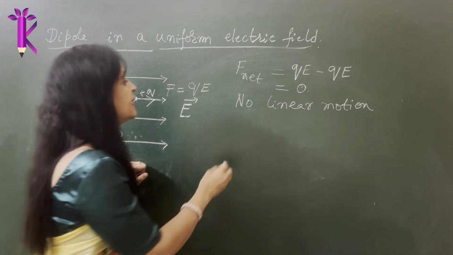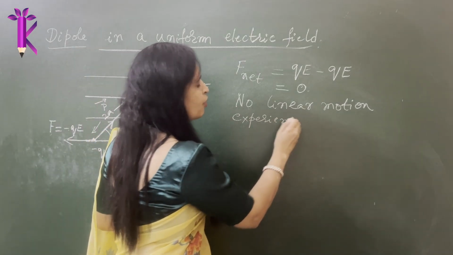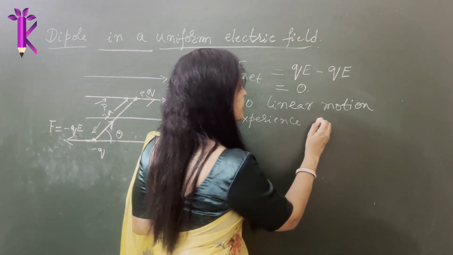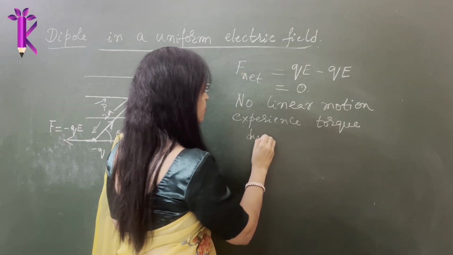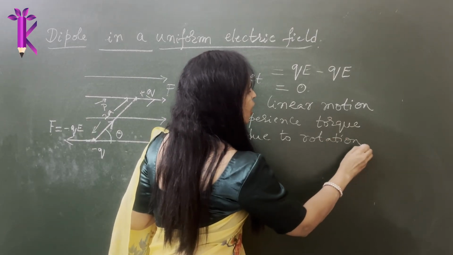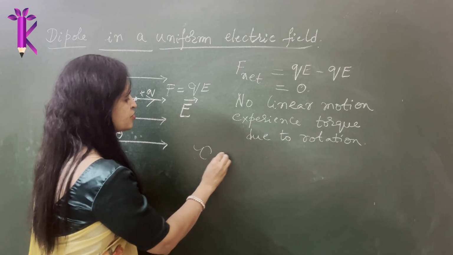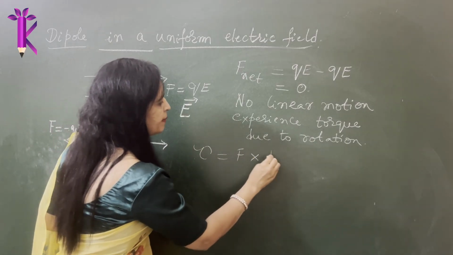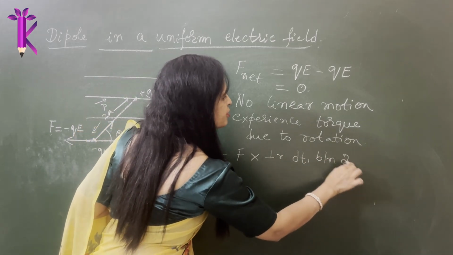That means it will experience torque. The dipole which is kept in a uniform electric field making an angle theta with the electric field will experience something called torque, due to rotational motion, due to rotation. Because some force is being applied in opposite directions, it will experience some torque. So by definition, what is torque? You have read it in class 12. Torque is given by force multiplied by the perpendicular distance between the two forces.